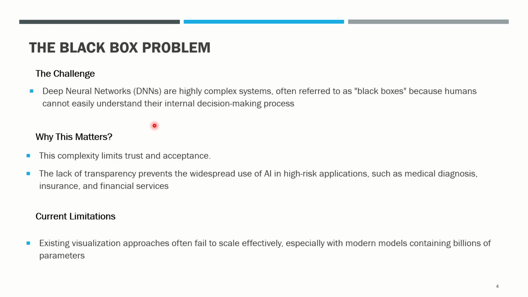The challenge: the black box problem. A deep neural network is a highly complex system. It usually has multiple layers, so it is often referred to as a black box because humans cannot easily understand its internal decision-making process. So why does this matter?